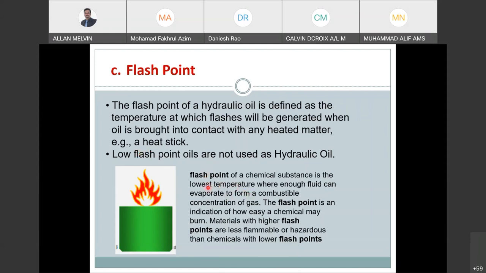So, you boleh baca dekat sini. Flash point of a chemical substance is the lowest temperature where enough fluid can evaporate to form a combustible concentration of gas. Evaporation will start to form, will reduce the concentration of gas to a point where it can catch fire. Yeah, flash point is an indication of how easy a chemical may burn. Normally, there's a one point lah where you can check bagaimana chemical tu boleh burn. Yeah, at what point? How easy. Okay. So materials with higher flash points are less flammable and hazardous, a chemical with lower flash points. And these are the things that I said earlier.